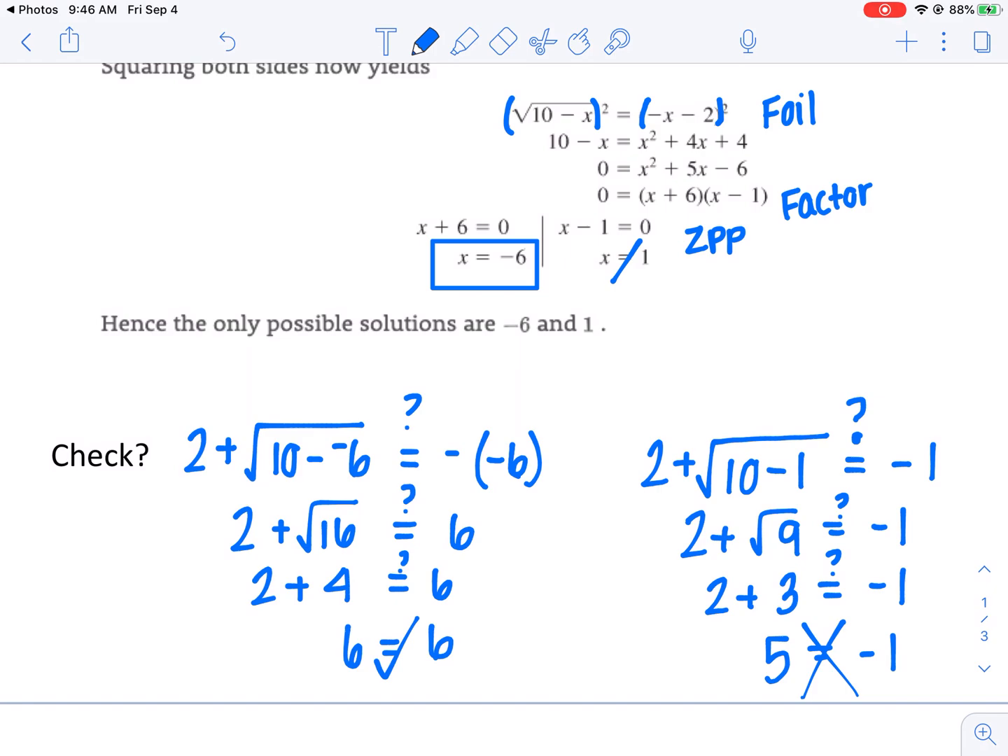So notice, hence the only possible solutions are -6 and 1, but the only real solution, the only one that actually is an answer, is -6. You have to check. This one's possible, but once you check, you realize it's just -6.